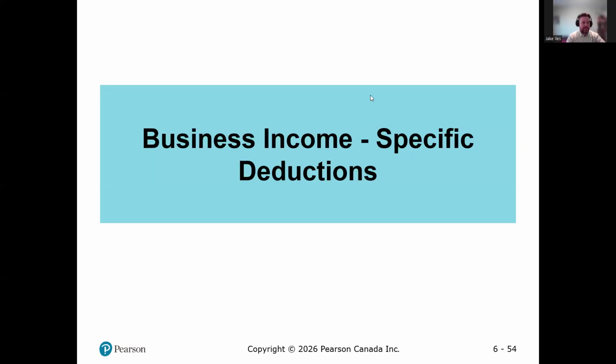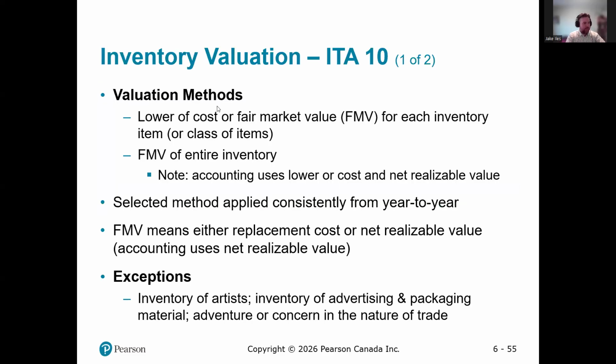So business income specific deductions. The first deduction that a business would have to be aware of is how they are allowed to expense or value their inventory. So inventory valuation has the acceptability of either the lower of cost or fair market value for each inventory item, or fair market value of the entire inventory. Accounting uses lower of cost and net realizable value.